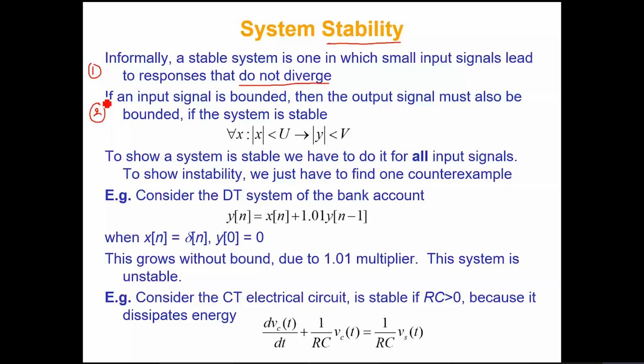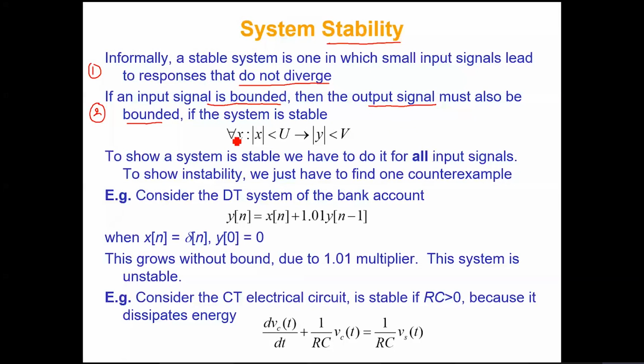Or if you go towards the second explanation, a system is thought of as being stable if, for an input signal which is bounded, we get an output which is also bounded. Then we say we have a stable system. If an input signal is bounded, then the output signal must also be bounded if the system is stable.